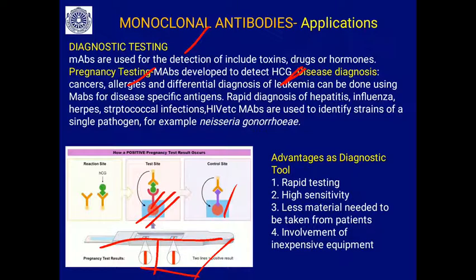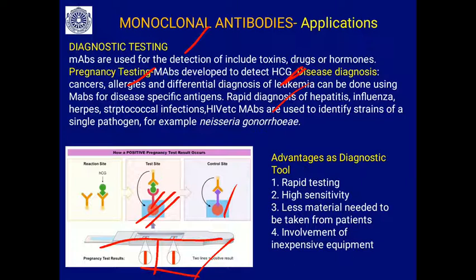Similarly, diagnosis for cancer, allergies, and different diagnoses for leukemia can be done using monoclonal antibodies. So it is able to detect disease-specific antigens. Monoclonal antibodies are developed to find disease-specific antigens, and the disease can be diagnosed very quickly. That's why it is a rapid diagnosis, within no time.